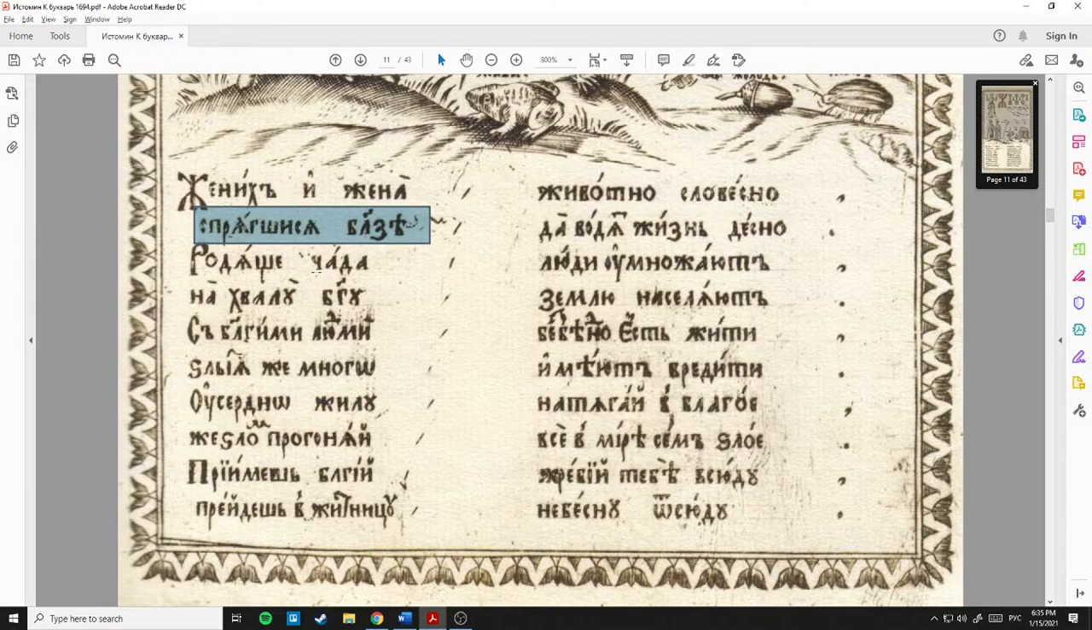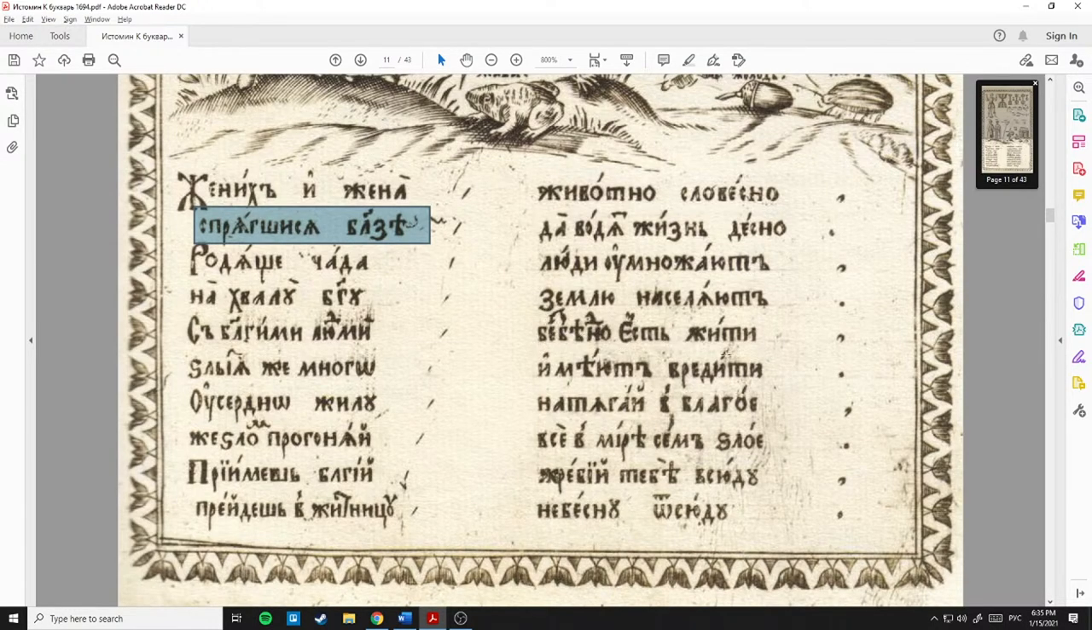Na hvalu Bogu. So to God's grace, or thanks to God. Na chvala Bogu. Zemlju naseljajut. So they're populating the world. Naseliti. Blagimi ljudmi. With people of grace. With blagimi, with good people, probably. Blago, good. Yeah, with good people.